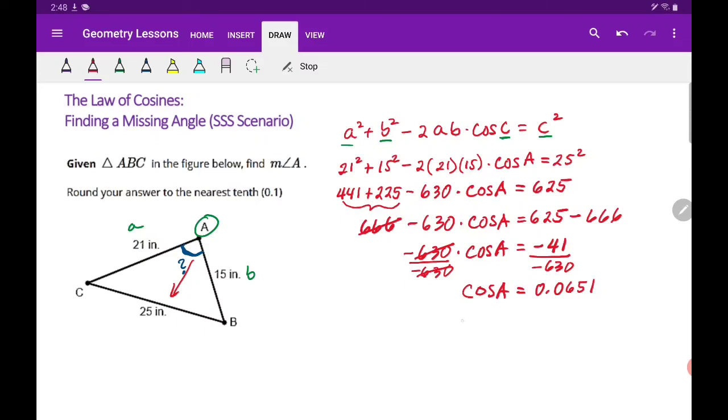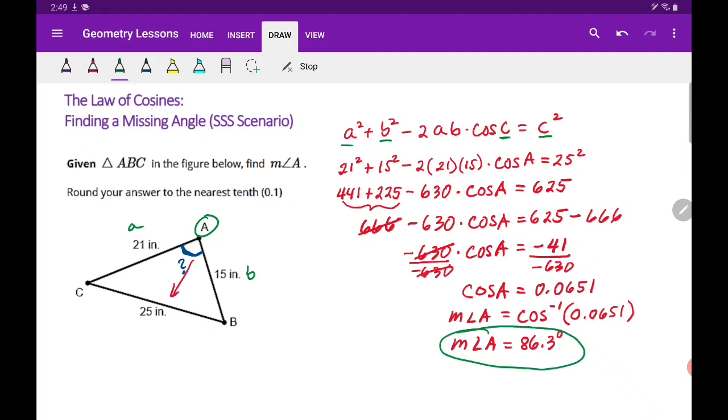So the measure of angle A now is equal to cosine inverse in your calculator. You should know how to do that now. Cosine inverse of 0.0651. Put it in. It will give you the measure of angle A, to the nearest tenth, 86.3 degrees. There you go. Measure of angle A is equal to 86.3 degrees.